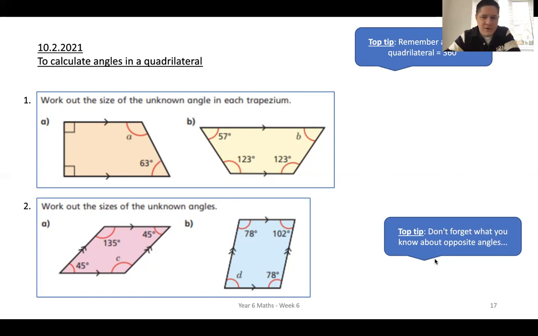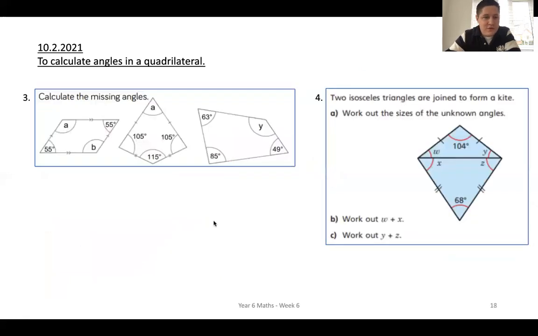Now, I've put a little tip here. Don't forget what you know about opposite angles, because these are opposite angles. You might be able to use that as well as working it out. Once you've done those, there's a few more for you to do here, okay? And then I'd like to have a look at this one.